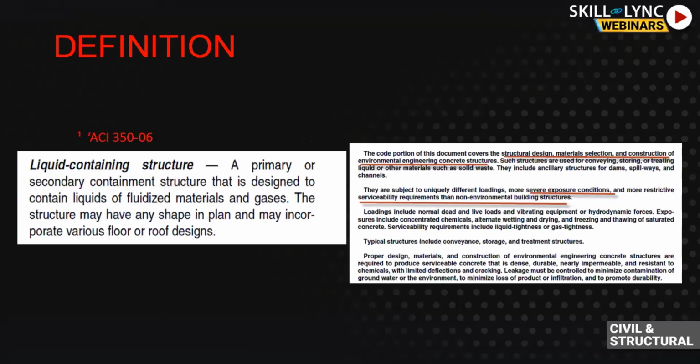The primary international code that deals with this, in the Middle East or in America, rather than American Concrete Institute 318, is American Concrete Institute 350-06. Whenever you go for any tank or structure, it will be ACI 350-06. So first of all, let's move to the definition.